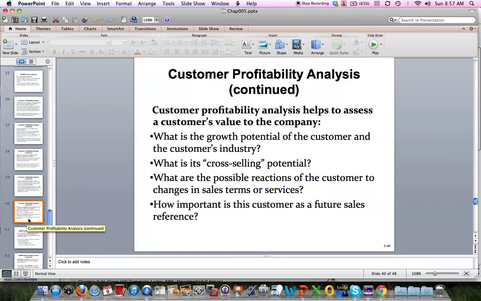So consider the growth potential of a customer's industry, cross-selling potential, possible reactions to customer changes in sales terms or services, and how important the customer is as a future sales reference. Once we know who our most profitable customers are, think of all the possibilities. Can this customer even grow bigger if we focus our time and resources on them? Cross-selling: can we sell them additional things if we branch out into different categories? If we change something in terms of sales or service, would this customer be negatively impacted or not? Could this customer be a good reference for us? Think about things like that.